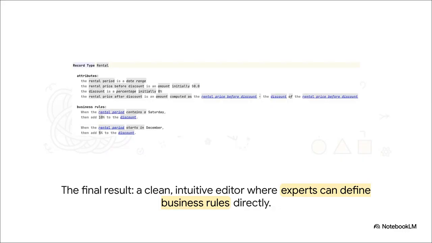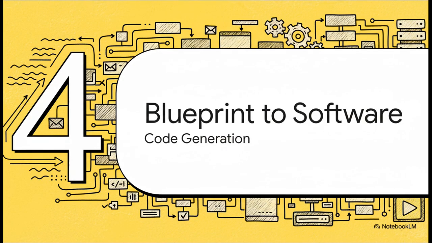And this is what you get. This is the final result of that projection. It's a real editor built using these very principles. You can see how it's structured around concepts like record type, attributes, and business rules. An expert can come in here, define the entire logic of their business, and never once have to look at a single line of traditional code. It's amazing.